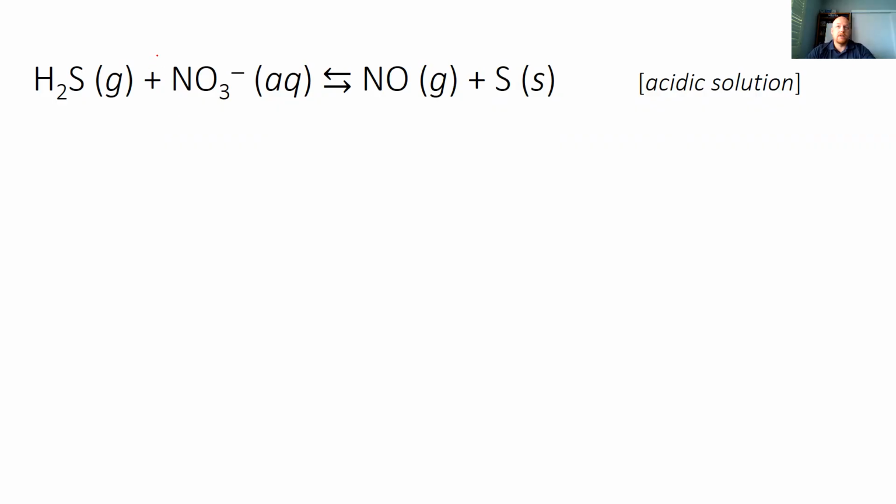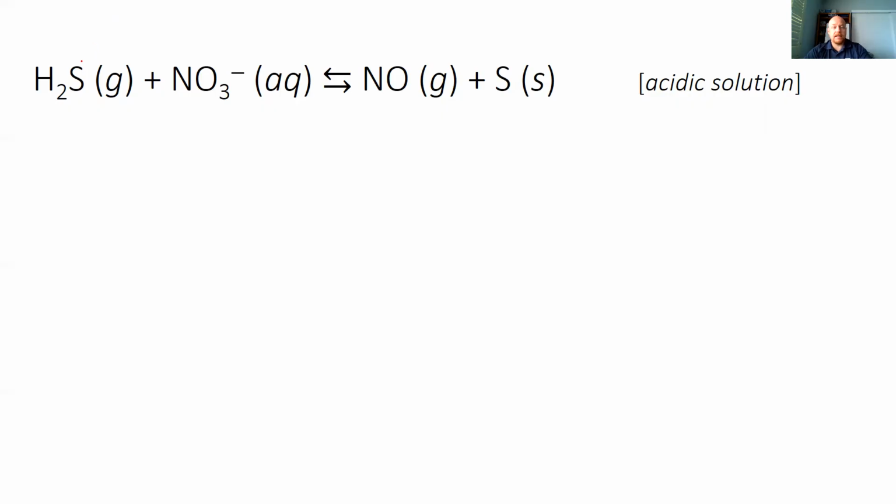And so hopefully you can come back and use this as a resource as you balance other redox reactions as well. So the first thing that we always do when we have one of these redox reactions is we have to identify what's being oxidized and what's being reduced. And we do so by figuring out the oxidation numbers of all the elements in the chemical equation.